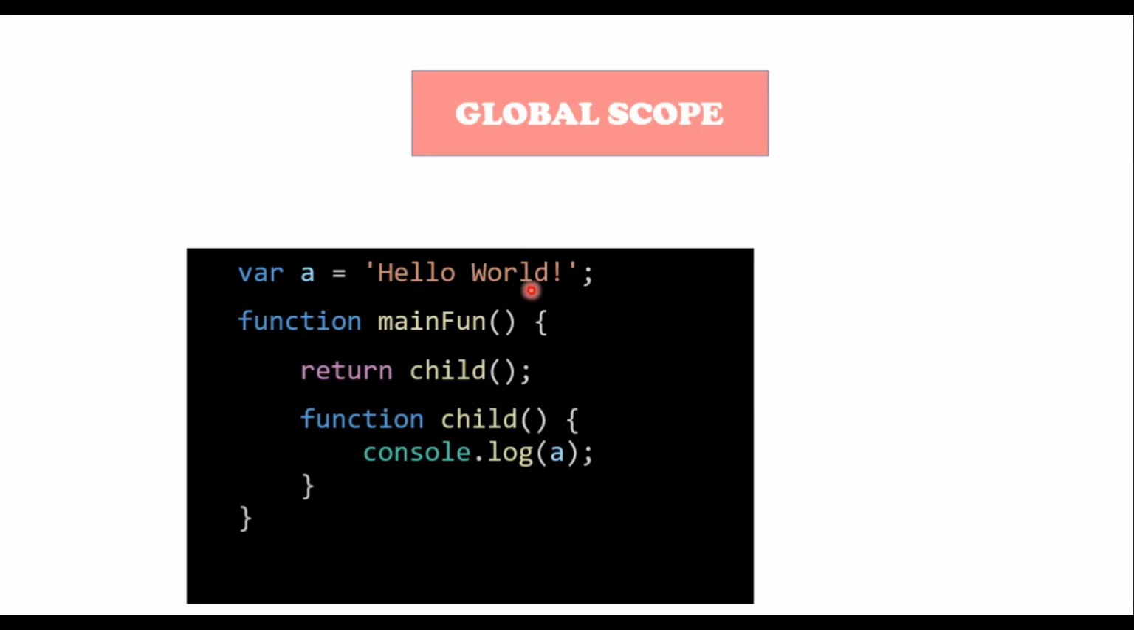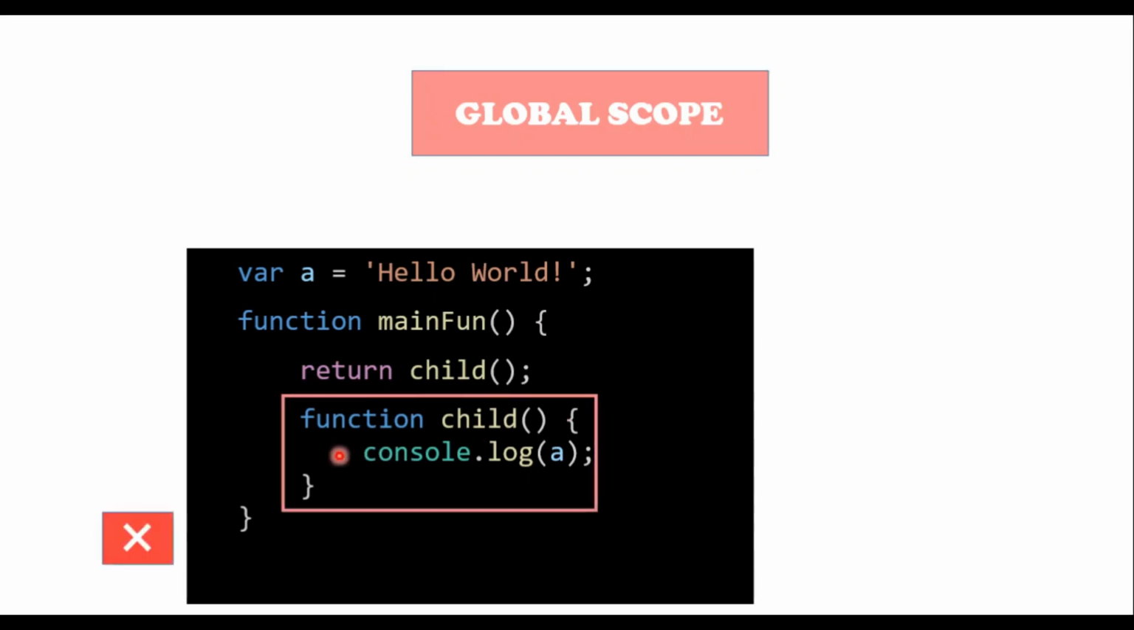Let's get into another, more complex example. Here we have again var a equals "hello world", and then a function mainfunc, and inside this function we have another function which is just console logging a, and then we are returning this child from this main function. Here I didn't call this main function, but we are supposed to do it. When we call this mainfunc, it will enter this main function, and then it will return this child, so it will enter this child function.